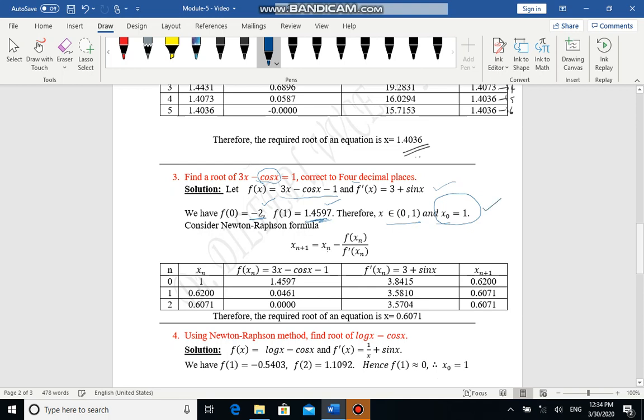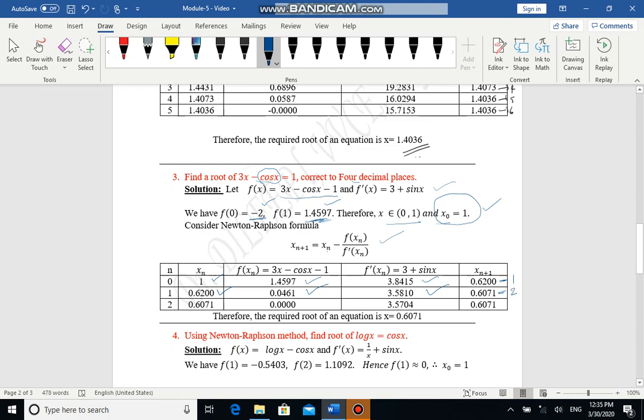Now using this x naught and the Newton-Raphson method formula, we'll need to find out the iterative value of x. First consider the initial value of x. Using this, find out f of x and f dash of x. Use this value in the Newton-Raphson method. We got the first iterative value as 0.6200. Now update the value of x by the first iterative value. That is, consider x as 0.6200. Using this new value of x, find out f of x and f dash of x. Now in the second iteration, I will get the x value as 0.6071.